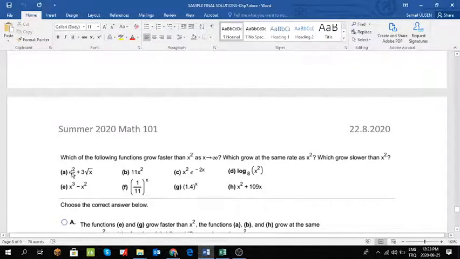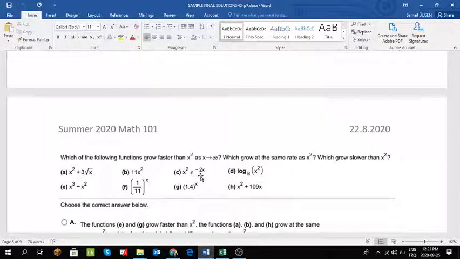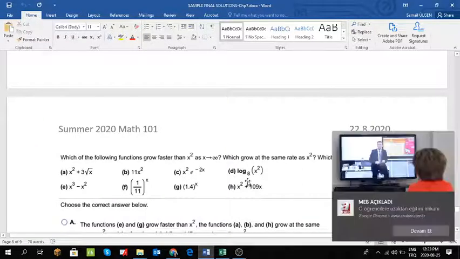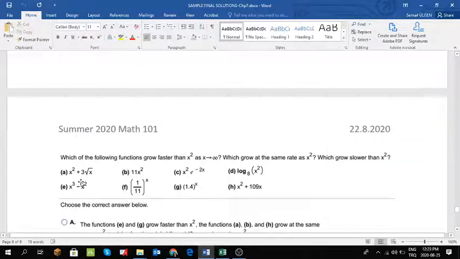First of all, this is going to grow at the same rate as x squared, because the highest degree here is x squared. So this is going to be the same. This one is also going to grow at the same rate, and this one is not going to grow at the same rate actually. Let me see. Excuse me about that. Okay, this is going to go faster. This is going to grow faster because the degree is bigger, right?